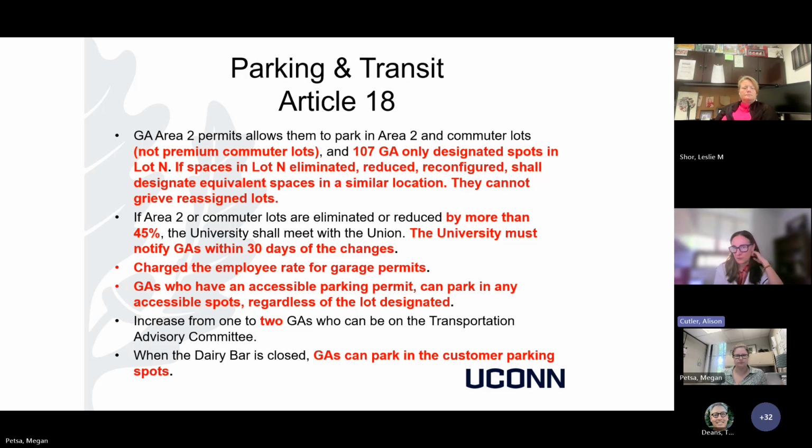They're also being charged the employee rate for garage permits. This happened throughout all the contracts, AUP, UP, and GAs, that if you have an accessible parking permit, regardless of your assigned lot, you can park in any accessible lot, surface lot, not in the garage.